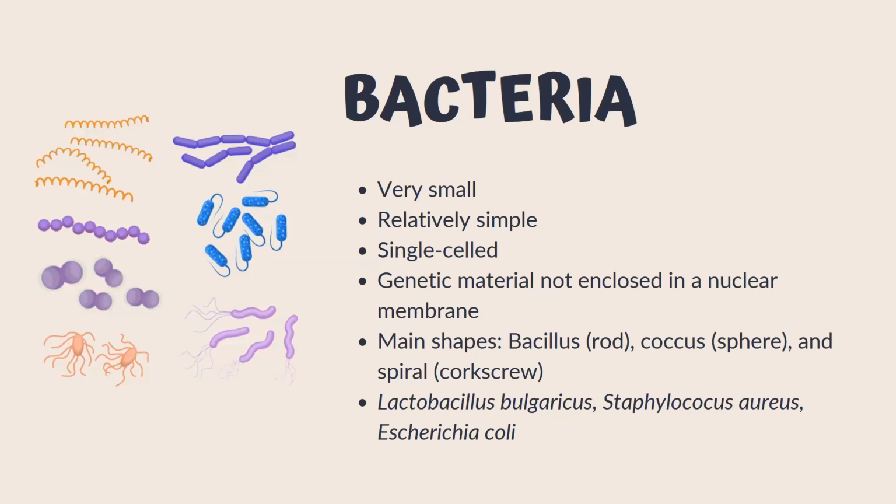So the main shapes of bacteria would include the bacillus, the coccus, and the spiral, meaning rod, sphere, or corkscrew, respectively. So they're shown to the left here. Right here we'll have our bacillus bacteria. They're shaped like rods. Right here we have our coccus or cocci bacteria, and right here we have our corkscrew bacteria.